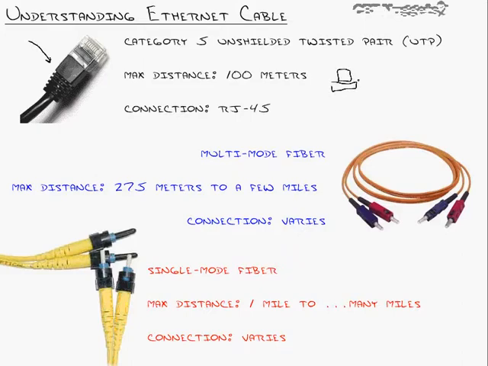So I can have a PC 100 meters away from the switch, which may be communicating to a server up to 100 meters away from that switch as well. So the switch acts as kind of a repeater for that signal in the middle. But that is Category 5 unshielded twisted pair.